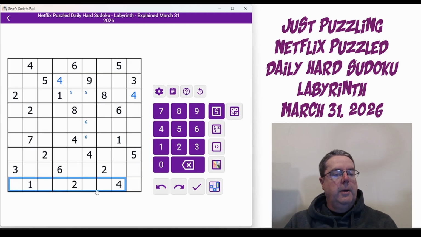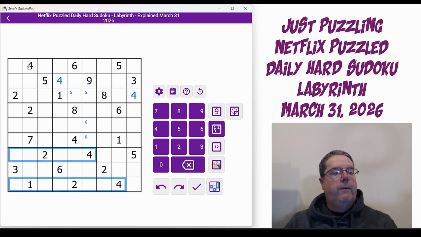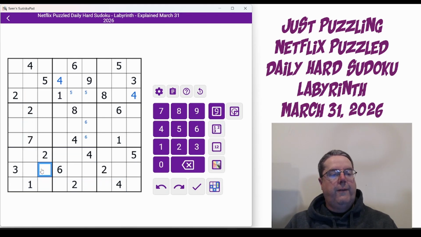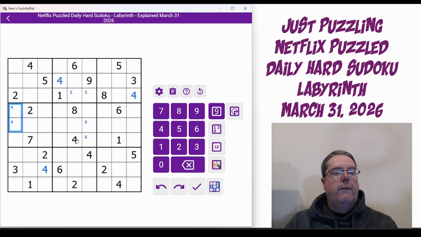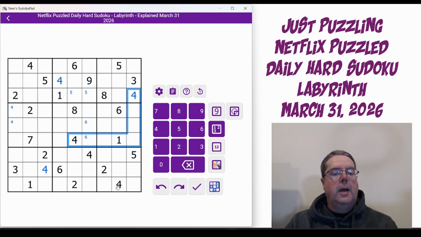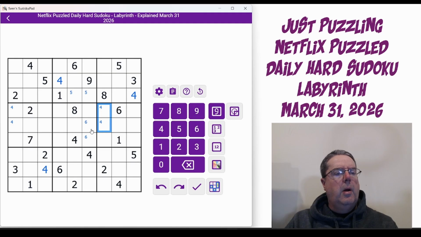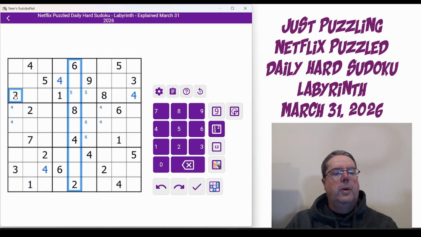4 comes across here, 4 comes across here, 4 comes down here, not down here, down here. So this is a 4 here, 4 up here, 4 down here, 4 across here, leaves me these two as a 4, so I'll make that a note there. 4 comes across here, down here, up here, leaves me a 4 for one of these two. Alright, so 2's there, 2's there, 2's there, 2 comes up here, 2 comes across here, so 2 is one of these two.